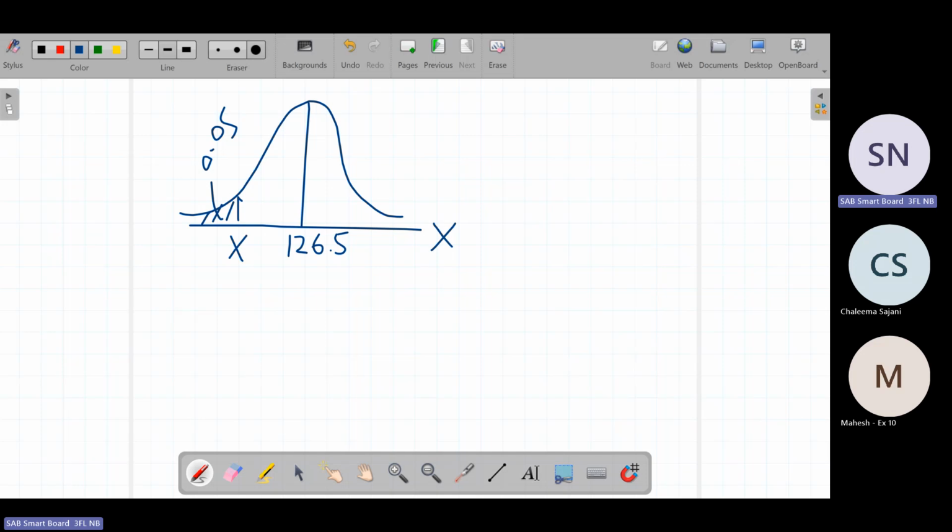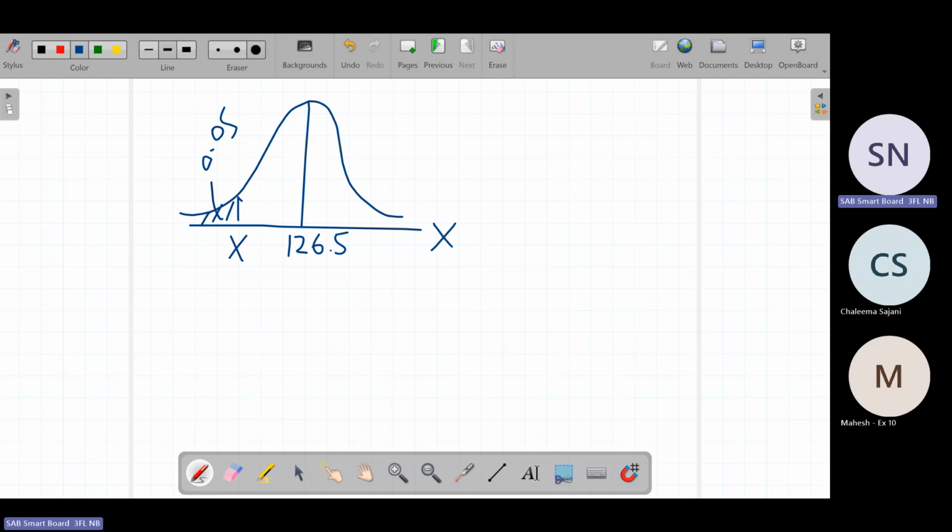Okay. Here we need to find the shortest period. We start from here. Up to that point it covers only 50%. We need another 25 to reach 75. Then we take the 25 from this side. Then we check all this. Understood? Now we know the probability value.